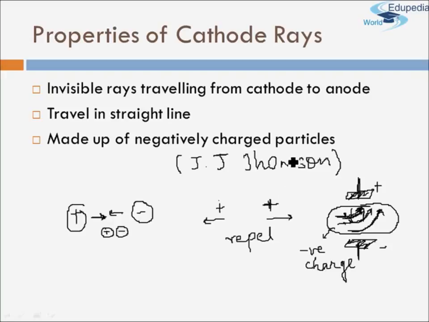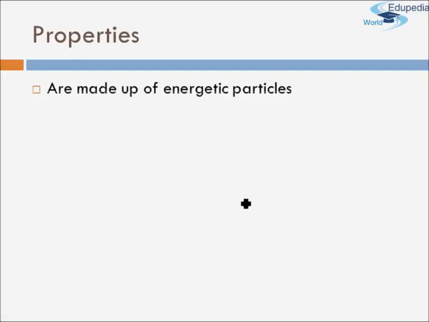How do you know that? You know that because when you added an obstruction, by the behavior of those rays, you could see that they are actually made up of particles. In fact, these rays are made up of energetic particles. That will be the next property of cathode rays, that they are made up of energetic particles.